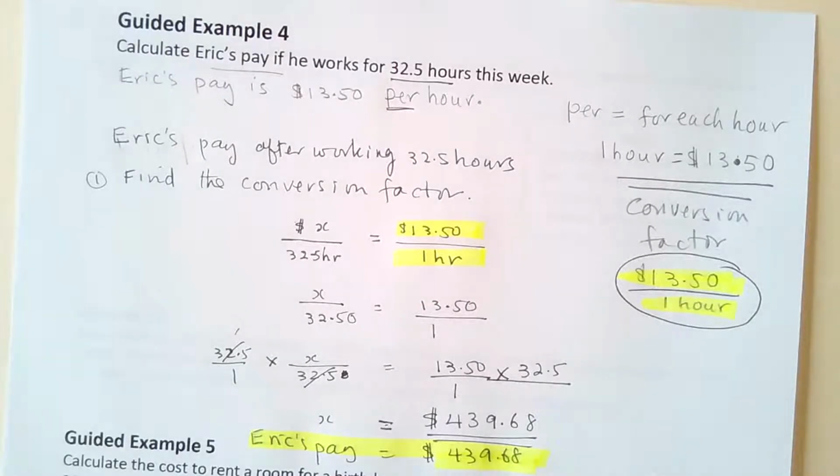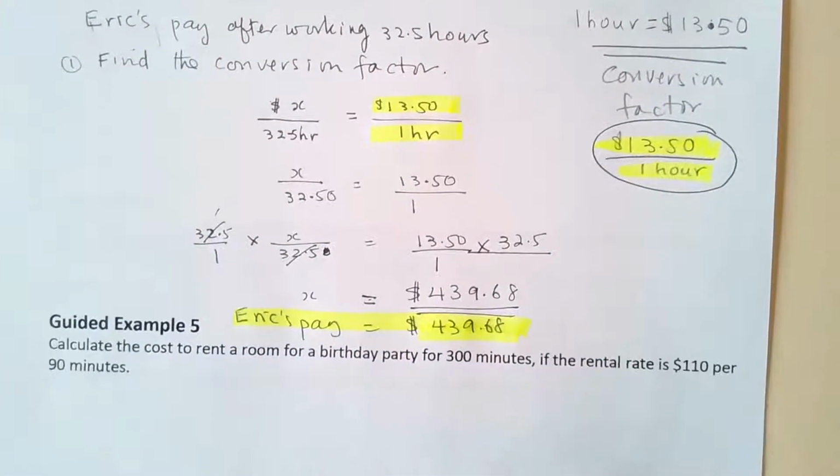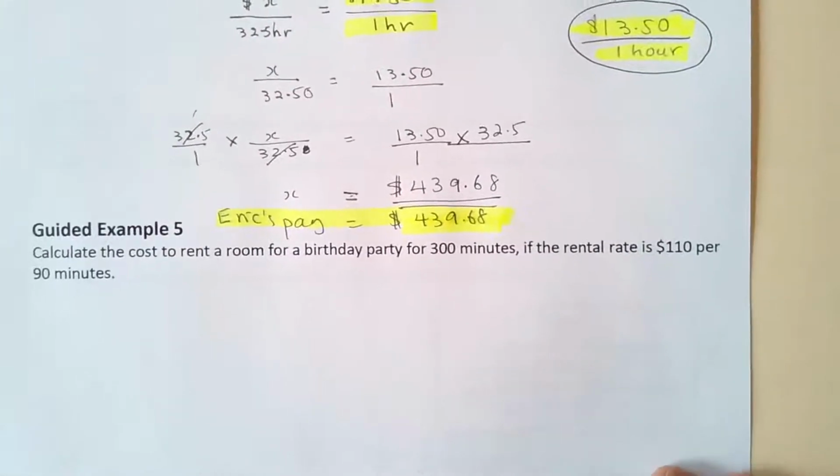Now, a conversion factor could also be like a rate, rental pay. You pay, for example, $250 per month. So your conversion factor there would be 250 over 1. We look at another example below here.